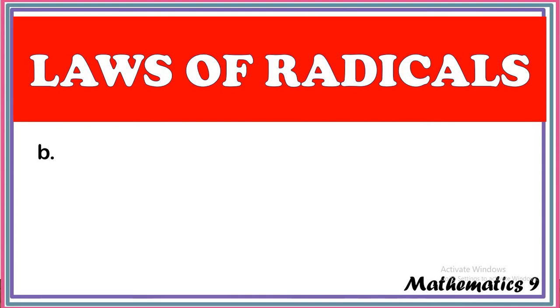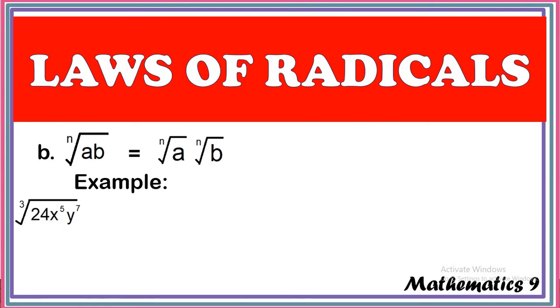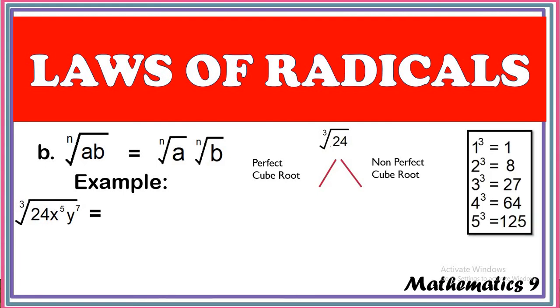Let's go on now to the last example. We have here the cube root of 24 x raised to 5, y raised to 7. Let's first find the factors of 24, getting the perfect cube and the non-perfect cube, which are the cube root of 8 and the cube root of 3. Now, write these two numbers in this area. So we have the cube root of 8 and the cube root of 3, which are the factors of the cube root of 24.